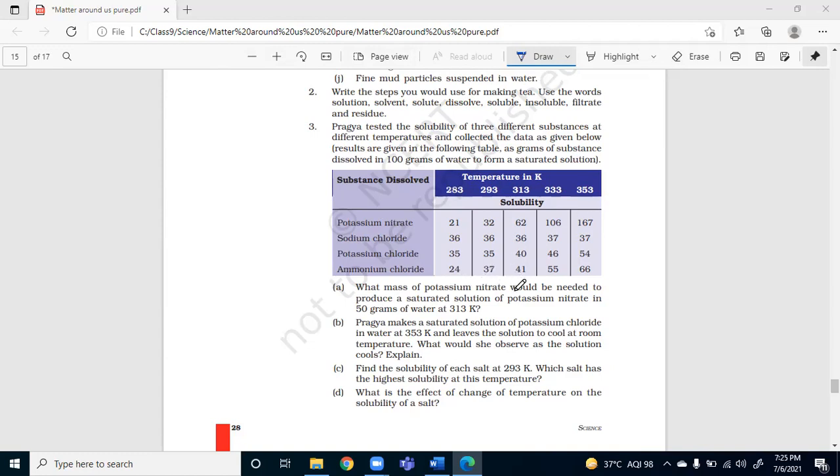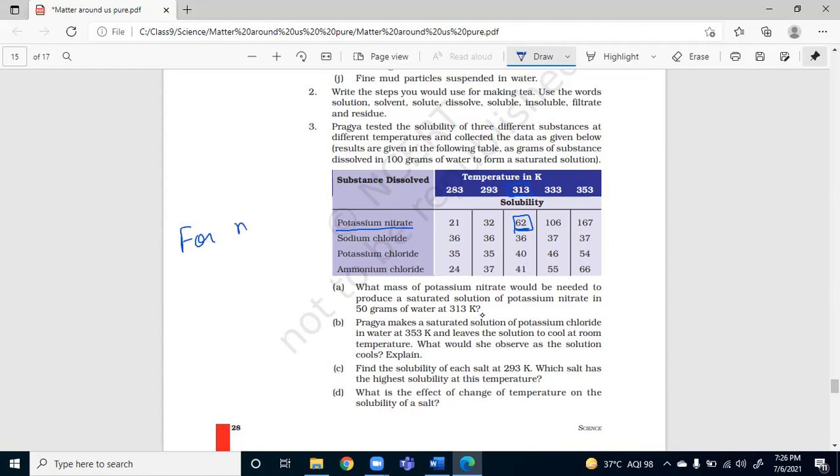What mass of potassium nitrate would be needed to produce a saturated solution in 50 gram of water at 313 Kelvin? So at 313 Kelvin, we have to observe the gram of potassium nitrate. So you can see for 100 grams of water, we require 62 gram of potassium nitrate. This is given in the table. What is given?